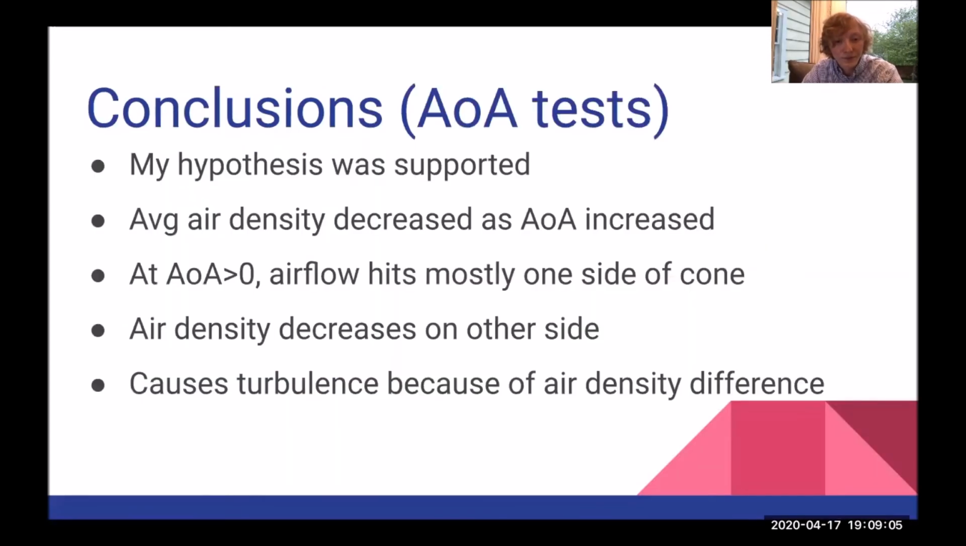And so this has bad implications in real life, because it really implies turbulence. If there's a lot of air density on the top and then low on the bottom, or vice versa, then that will mean that air will start to travel around the cone, which is not something you want. And this can cause turbulence for the aircraft. The big takeaway of these tests is that angle of attack increases turbulence in a significant way.